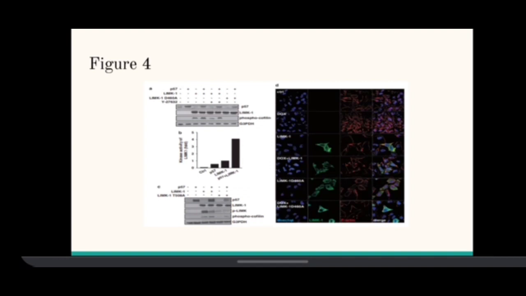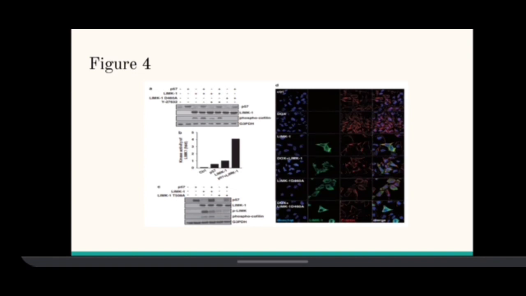Part A depicts the HeLa cells that were transfected with the expression vector. The expression vector was transfected for 24 hours, and we can see that lanes 5 and 6 were treated with a chemical inhibitor for 3 hours before the protein extraction. The extracted proteins were then analyzed using immunoblotting. As a standard for equal loading of the proteins, G3PDH was used.